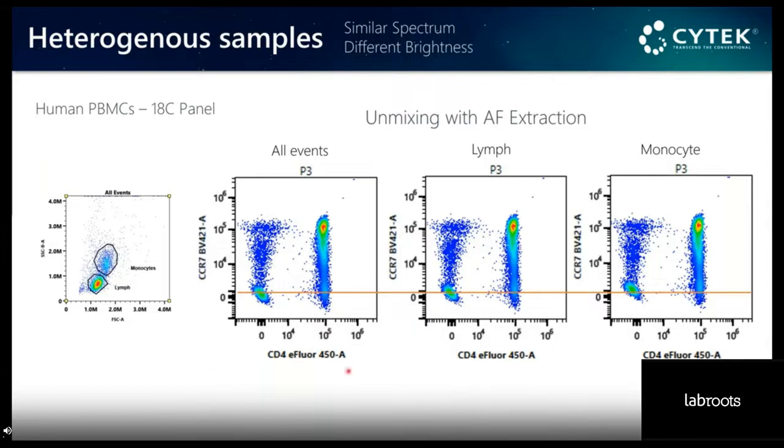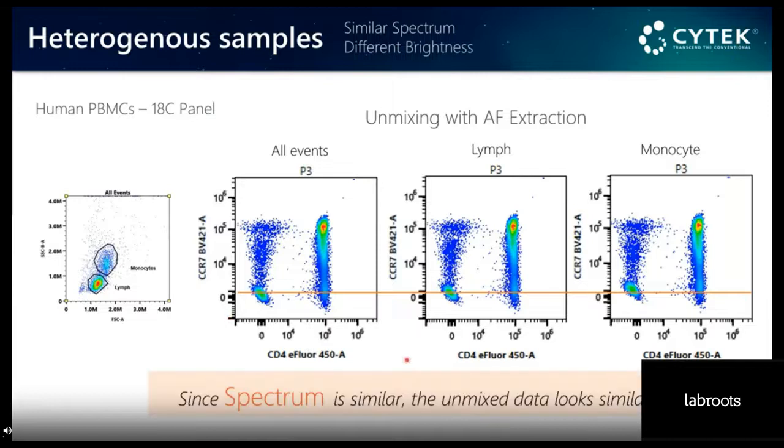CD4 versus CCR7, a plot where we should be seeing double negatives, double positives, and single positives for each marker, and the same plot for each condition. If we compare across the 3 conditions where different subsets were used for your autofluorescence extraction, there are no differences because their spectrum was similar. Then the unmixed data should be similar.